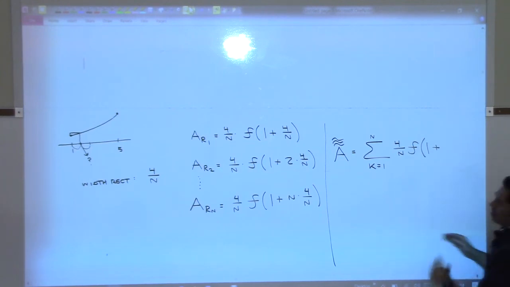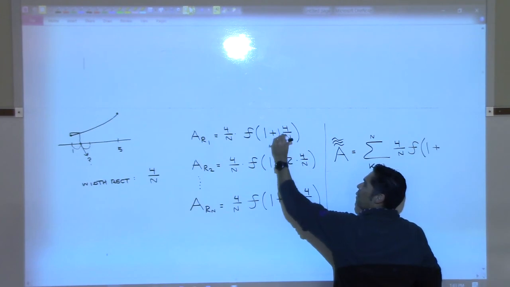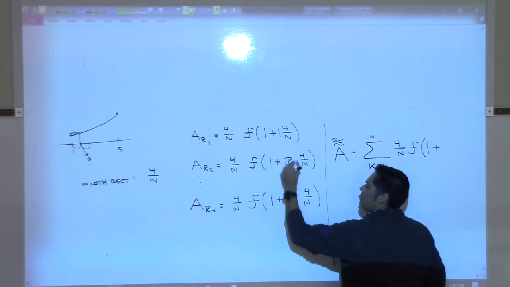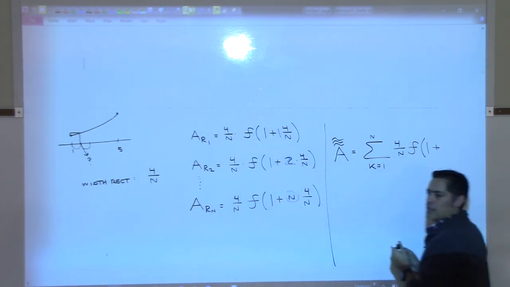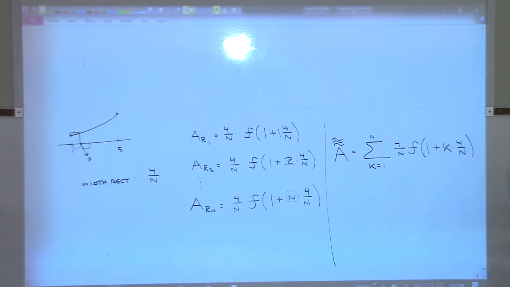So what's changing as we do these? This coefficient right here, 1, 2, and then 3, and then 4. So it's this thing, right? So it should be k times 4 over n. This is the thing that's changing. And now let's go ahead and square that.